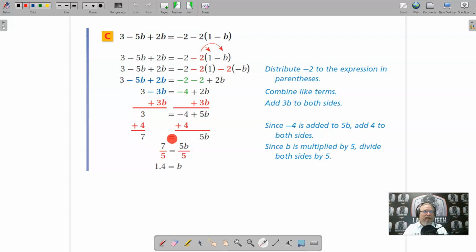Now I have 7 equals 5b. Let's divide both sides by 5 to get b, the variable b, by itself. And let's go ahead and do that. And then those cancel each other, leaving us with just b. And 7 over 5, if we simplify it to a decimal, is 1.4.